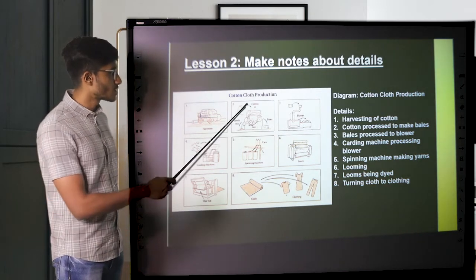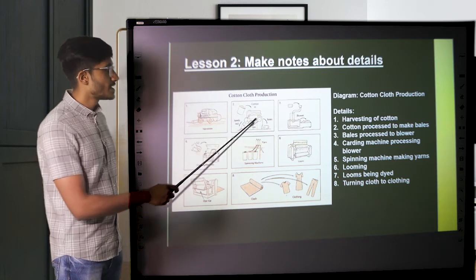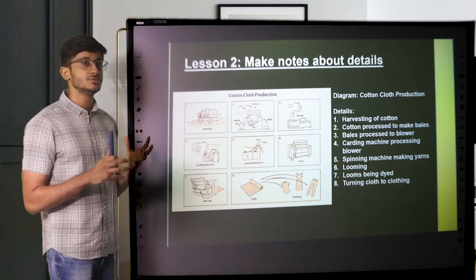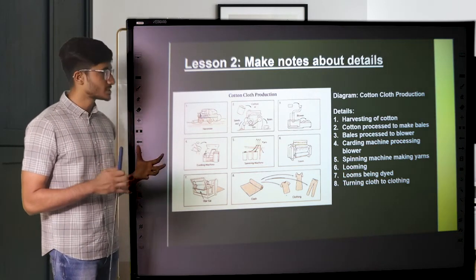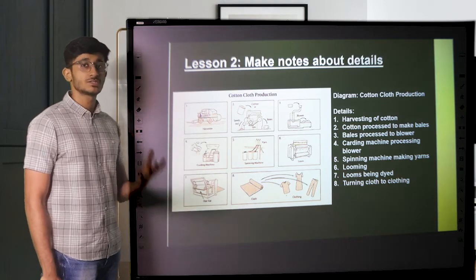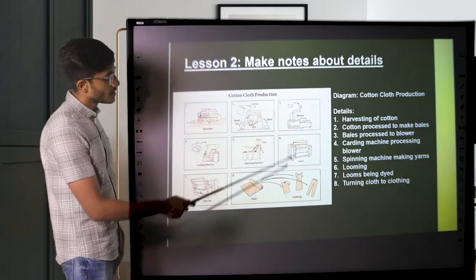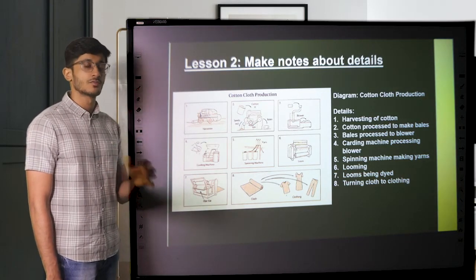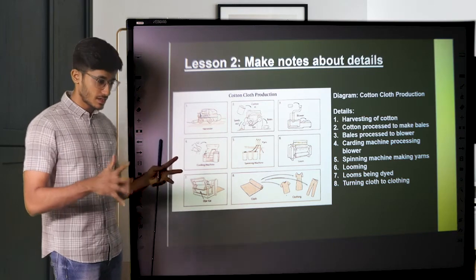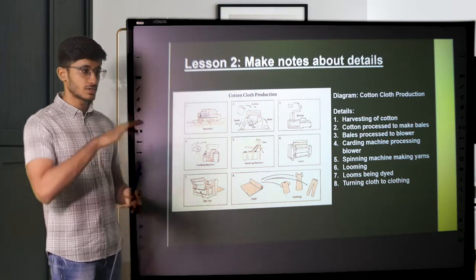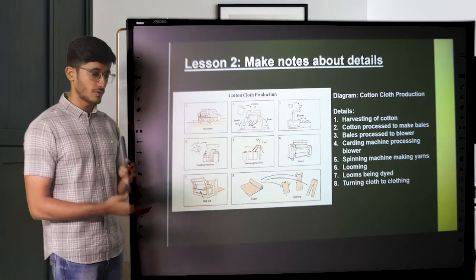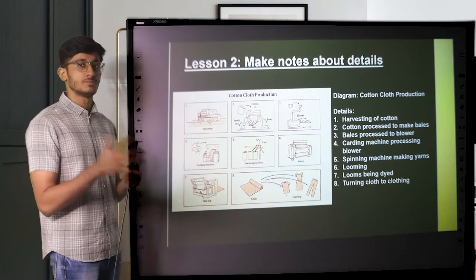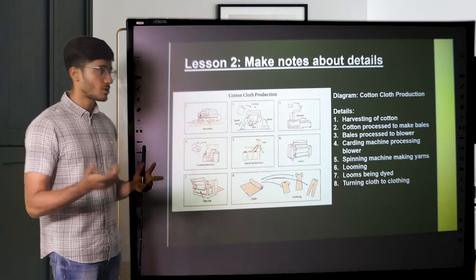The second one shows that the cotton is put in, the seeds are out, and the bales are processed. Cotton obviously cannot be used in the harvested form, it has to be processed, so we know that the cotton is being processed to make bales. In the third one, the bales are processed to make blowers. Blowers is basically a ground form of cotton, and bales is cotton clustered together to form an easily carried piece. And later it's processed again to make blowers, which is ground cotton.